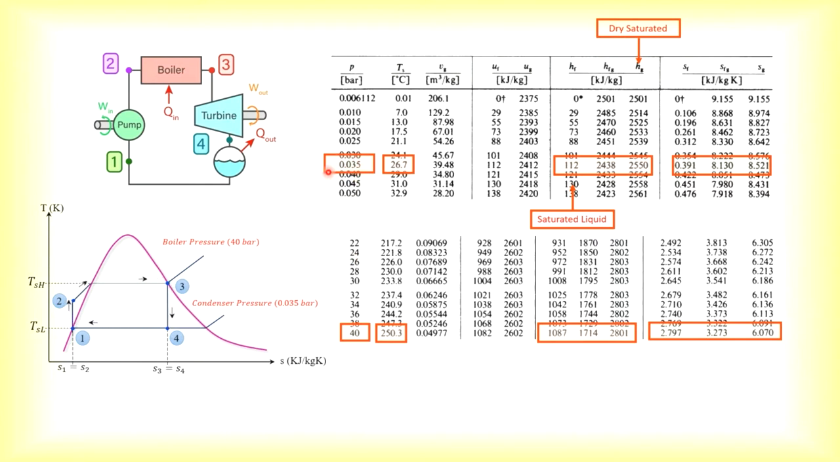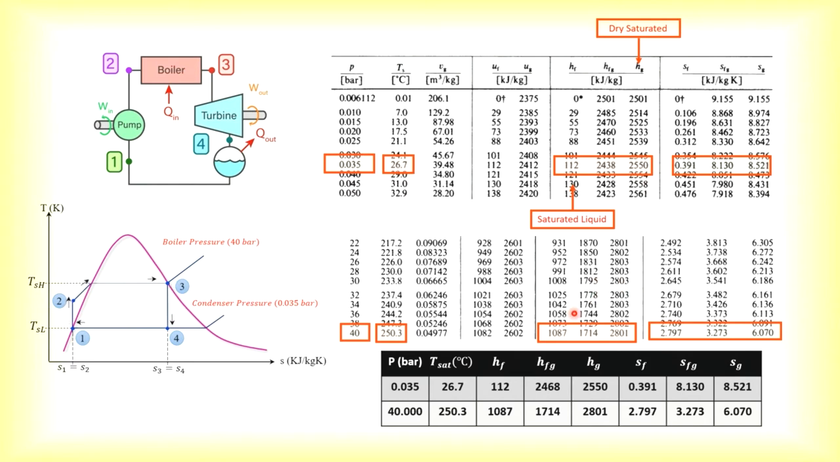So that is why when we look into 0.035 bar, we look for this value here, which is the enthalpy of saturated liquid, because it is sitting on the saturated liquid line. Then for the entropy, we should be taking 0.391. So I hope everyone understands.